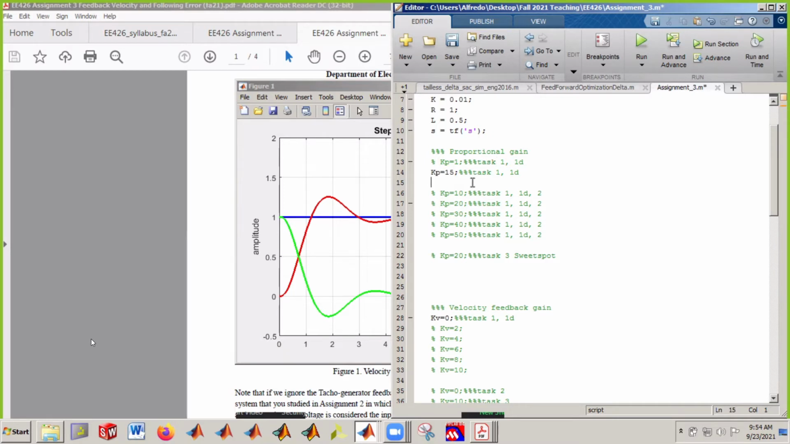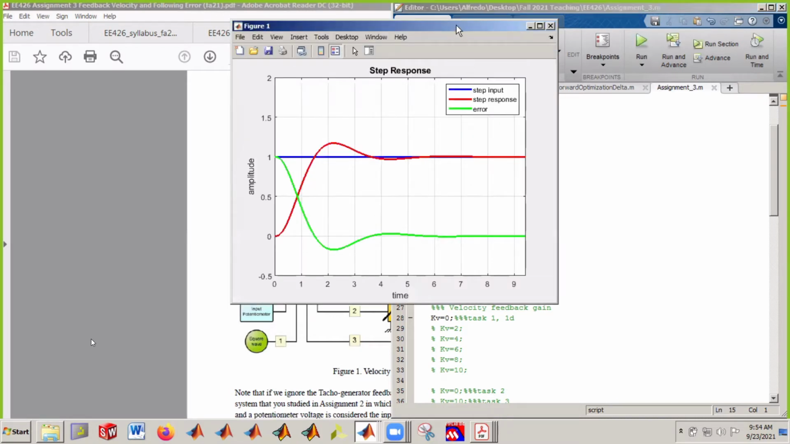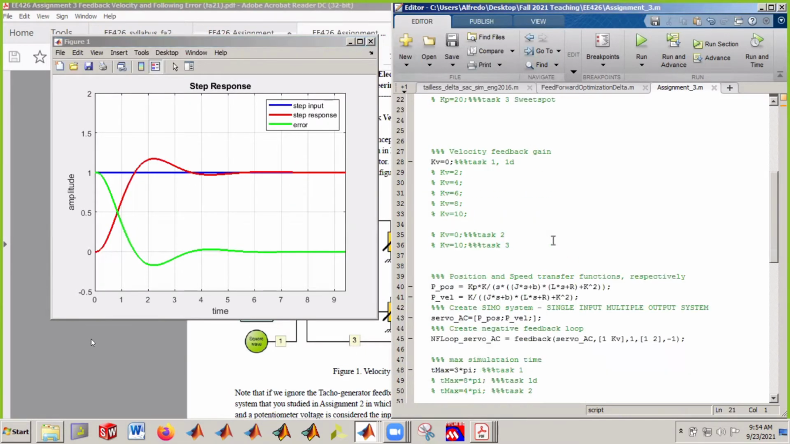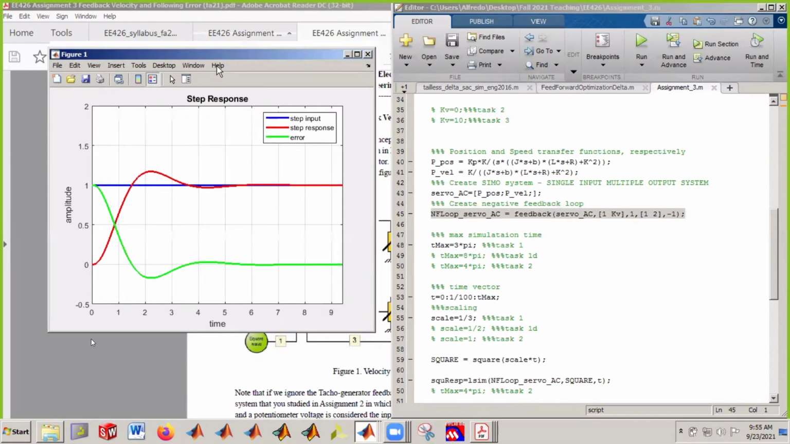So let me just set up my code here. All right, so this is the response we're going to start out with. Now let me walk you through the code. In assignment number 3, you have this code, so you can just copy it into your MATLAB script and run it, and you should be able to reproduce this exact figure here.